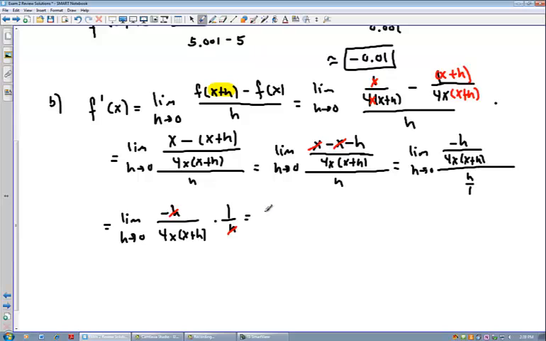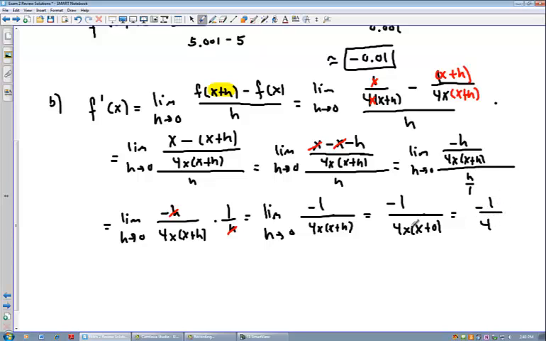And then this is equal to the limit as h goes to 0, negative 1 over 4x, then times x plus h. I'm going to evaluate the limit now, so I drop off the limit, so I have negative 1 over 4x times x plus 0. Notice I plug in 0 for h, not x, because h is approaching 0. And then this is just equal to negative 1 over 4, and then x times x is x squared. So that's my answer. So my derivative is negative 1 over 4x squared.